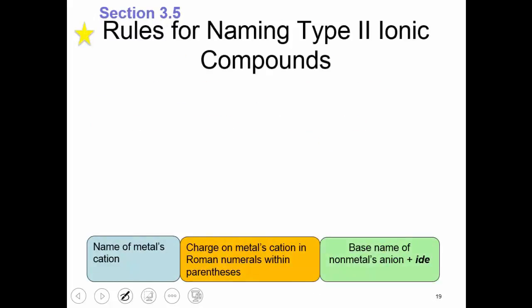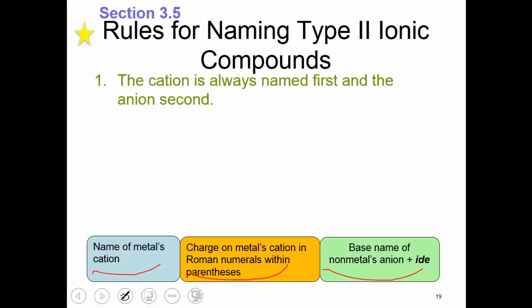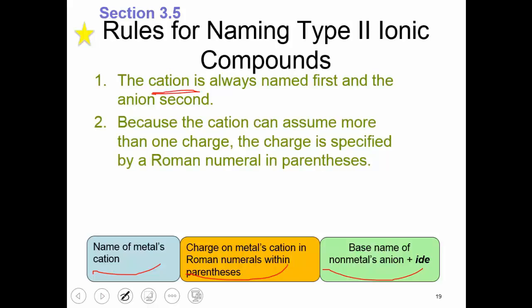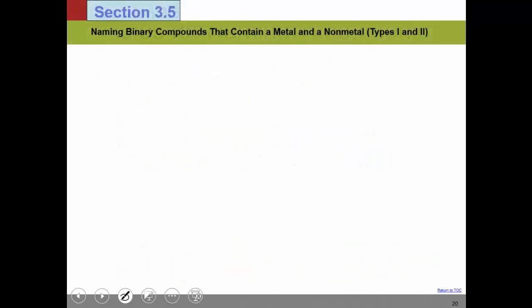Now, in order to do that, you're going to name the cation, put the parentheses on, and then use the element, the nonmetal's anion root plus -ide. So the cation is always named first. The anion is always named second. If it is a metal from the transition metals that needs to have a Roman numeral, you'll have to add that, and it will always be in parentheses.